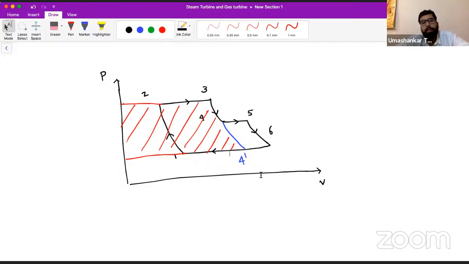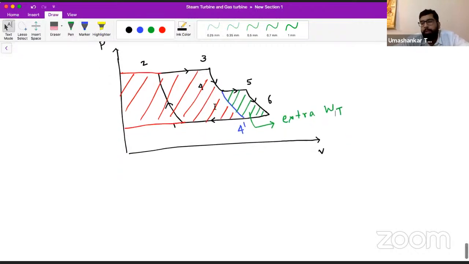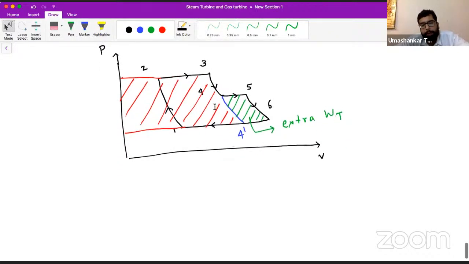Okay, so we are expanding in one stage as we do in the ideal Brayton cycle. But as you can see in the reheat cycle, our curve follows 3, 4, 5, 6, 4 dash. So if we are having the reheating cycle, can you say this green region is the extra turbine work we have obtained? Yes or no? Tell me.